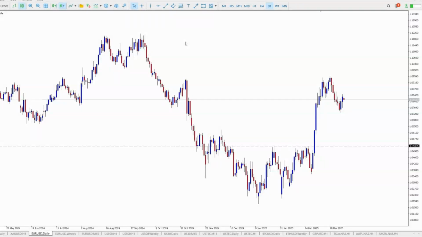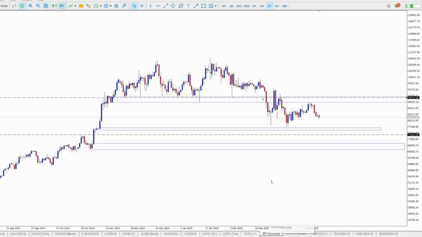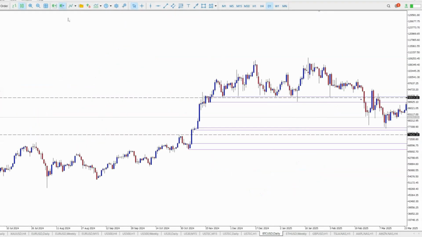Okay, so this is why at the GlobalTrader.Club we're always using multiple different strategies. The same thing you can do for anything you want. Let's take a look at Bitcoin as well. Let's not be lazy. Now look at the market here.